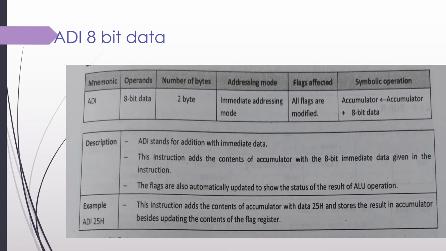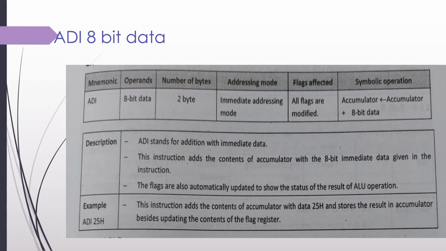Okay, the next instruction is ADI 8-bit data. As you can see here, some immediate data has been taken into account. So what is that immediate data? It is 8-bit data. So the meaning of this instruction is add immediate 8-bit data to accumulator. The 8-bit data is added to the accumulator and the result is placed in the accumulator.